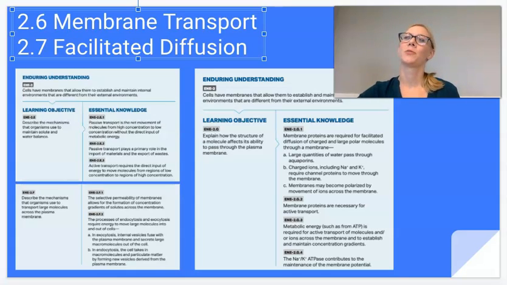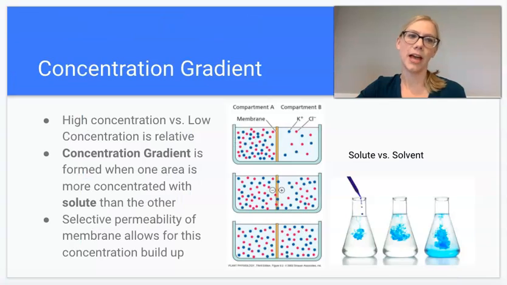Today we're going to talk about 2.6, which is membrane transport, and 2.7, which is facilitated diffusion. Basically, we're going to talk about how molecules can move in and out of the cell through the cell membrane and the mechanism by which they do that.